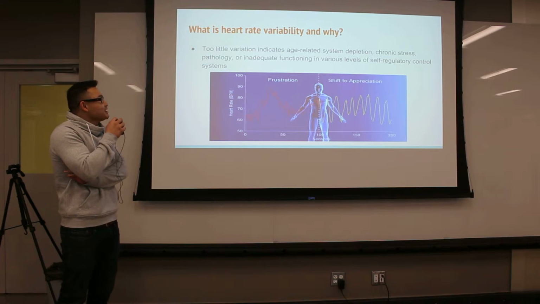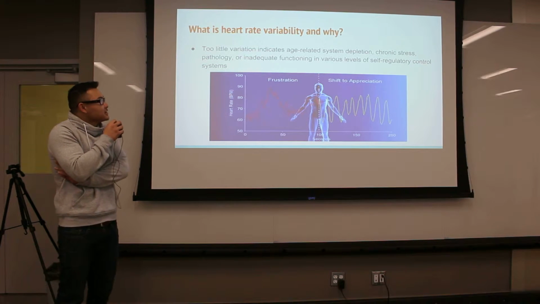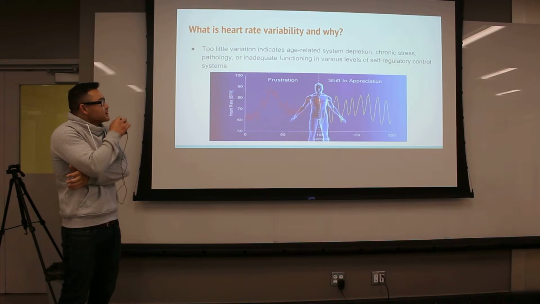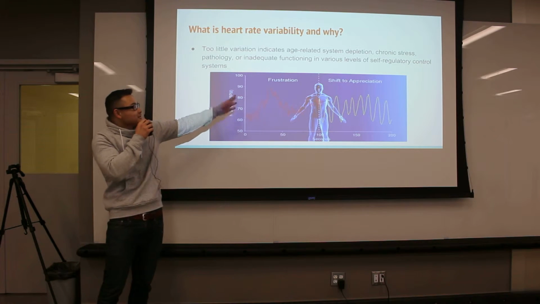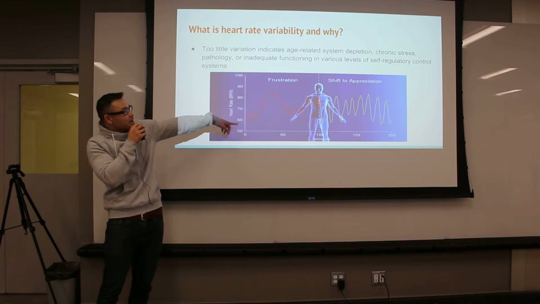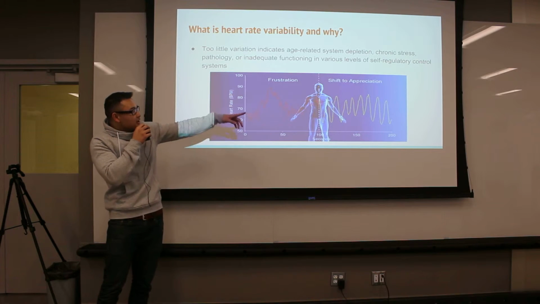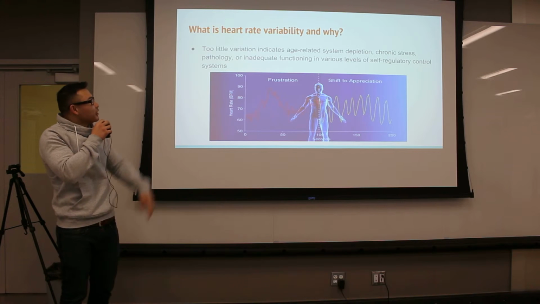So too little variation in your heart rate indicates several symptoms like stress, which is what we're measuring. And you can kind of see that here as an example. So you see a lot of variation on the left side and then less on the right.